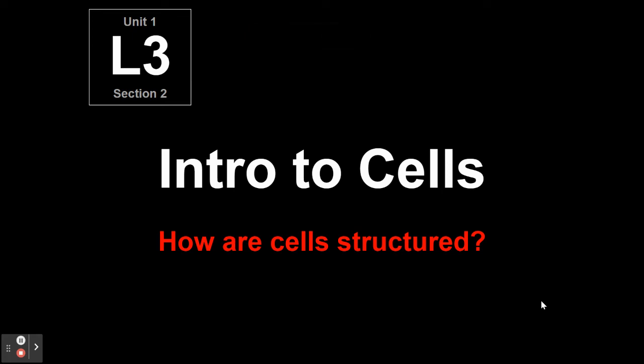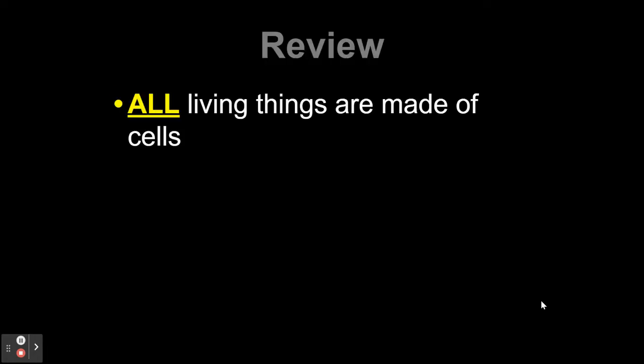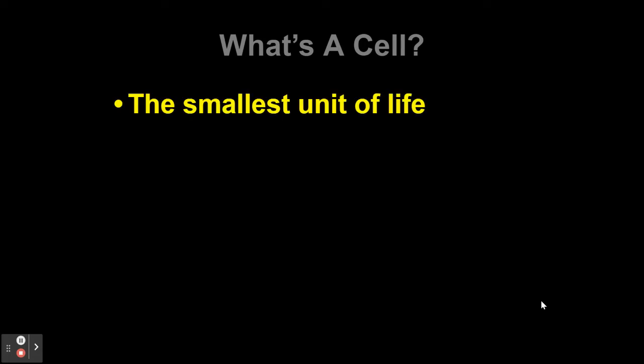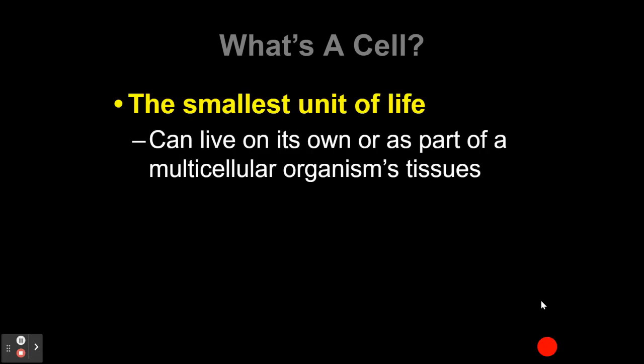In this video, we are going to look at the basic structure of cells. So, as a review, remember that all living things are made of cells. We have unicellular or multicellular organisms. Now, a cell is the smallest unit of life. So, a cell can either live on its own, like a unicellular organism, or be part of a multicellular organism's tissues, like we have muscle cells that make up our muscle tissue.